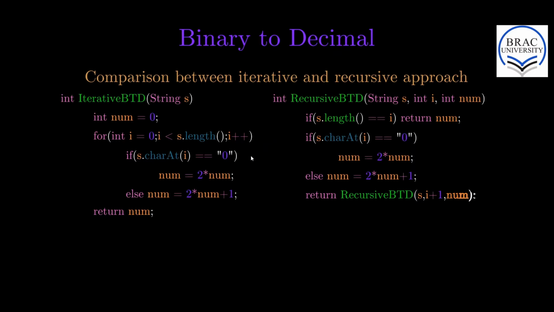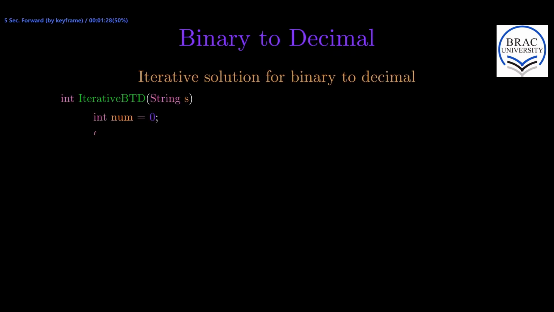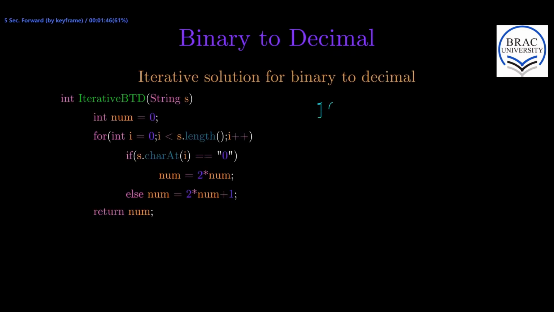So now let's simulate both of these approaches. So here is our number. This is our string, which is the binary representation, and this is our decimal number. So we haven't started this for loop yet. We just declared this number, so the number is 0 so far. If we start this for loop, we are starting for the first character, i equals 0. So we are checking for character at 0.